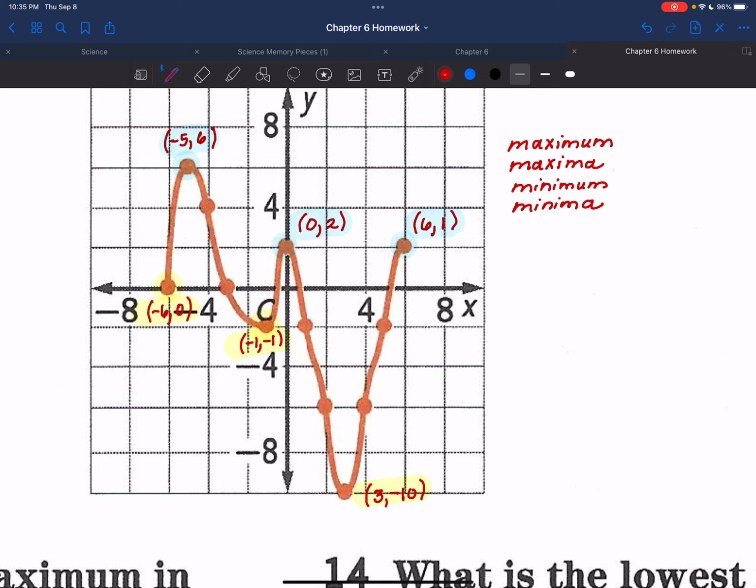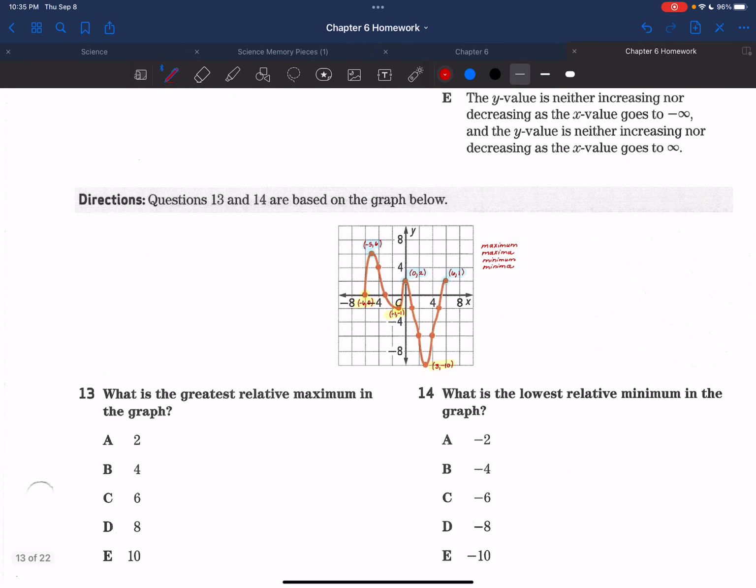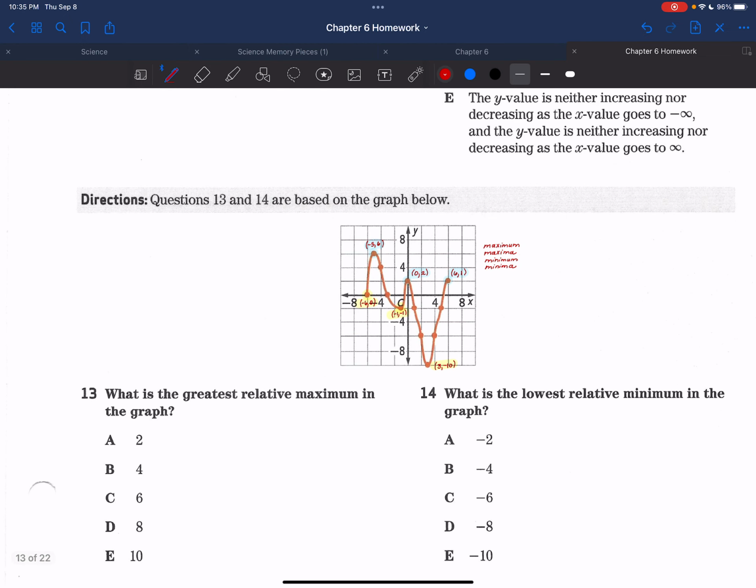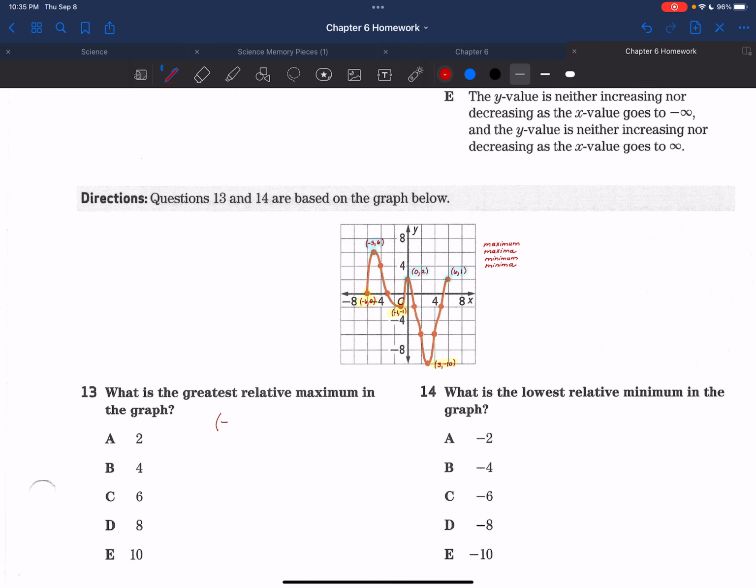Okay, so let's see what the questions are asking. What is the greatest relative maximum in the graph? Well, we have negative 5, positive 6. We have 0, positive 2. And we have 6, positive 1. And if you're looking at the maximum, you're looking at the y coordinate. So the greatest of those choices, I believe, is the 6. So number 13 should be C.